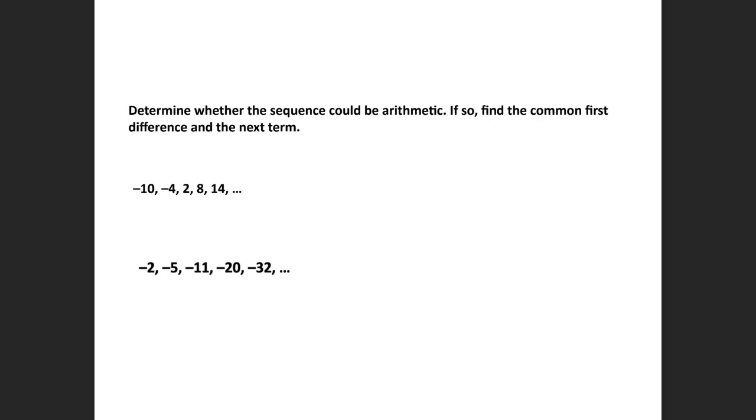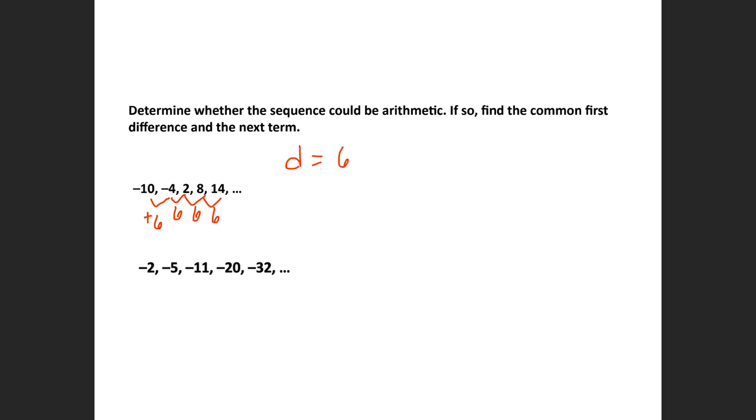Determine whether the sequence could be arithmetic. If so, find the common first difference. Okay, so if I'm looking at these functions, let me turn on my marker, but I'm going to make it a little bit thinner line so I can write better. From -10 to -4, the distance between there is 6. -4 to 2 is 6. 2 to 8 it's 6. 8 to 14 is 6. So it's always going up by a positive 6. So my d value is 6, and yes, this is an arithmetic sequence.